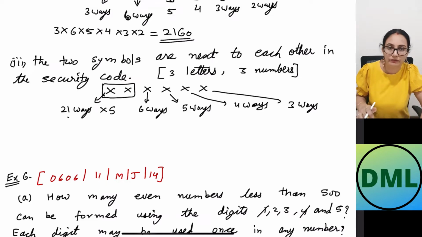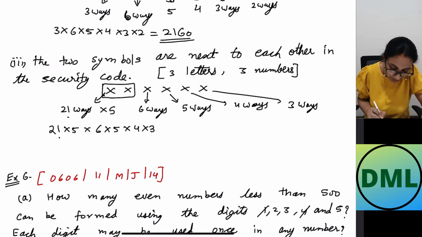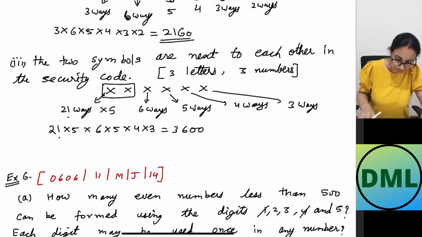So the total number of ways is given by factorial 2 multiplied by 5 multiplied by 6 cross 5 cross 4 cross 3. So the total answer is 3600.